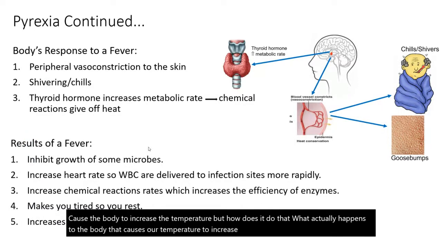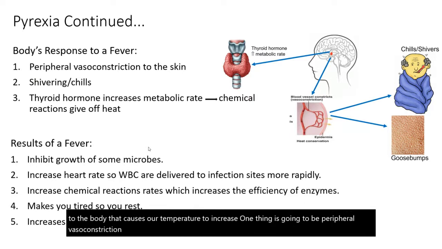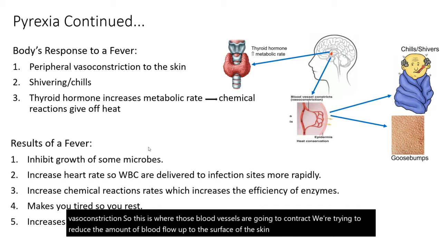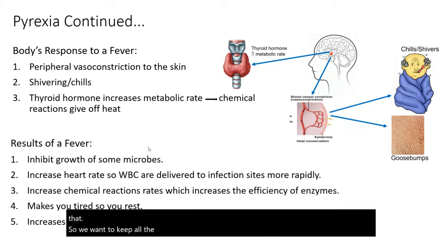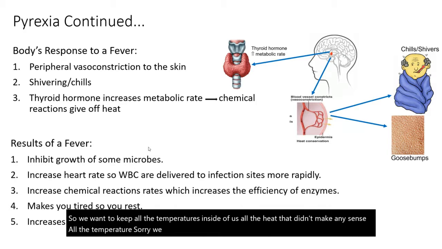Well, one thing is going to be peripheral vasoconstriction. So this is where those blood vessels are going to contract. We're trying to reduce the amount of blood flow up to the surface of the skin because that's where a lot of body heat gets released, right, at the surface of the skin. So we're trying to minimize that. So we want to keep all the heat inside the body.